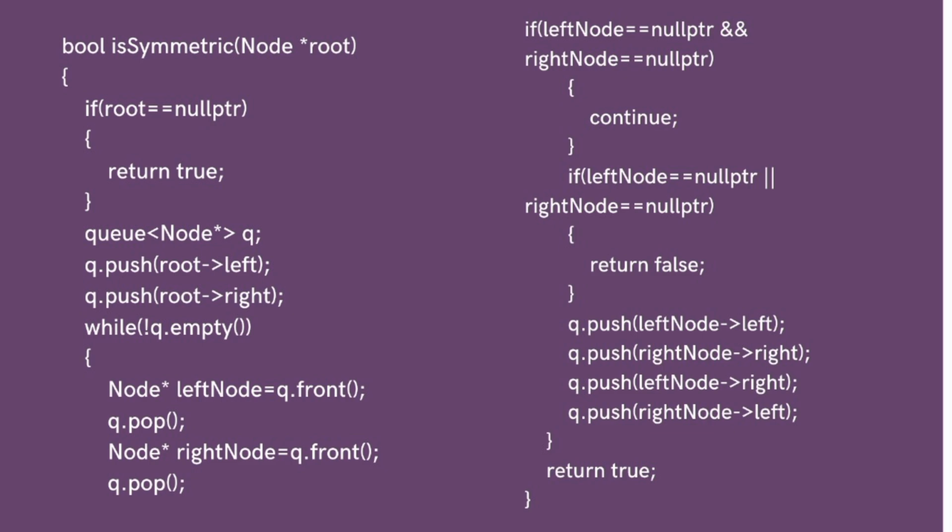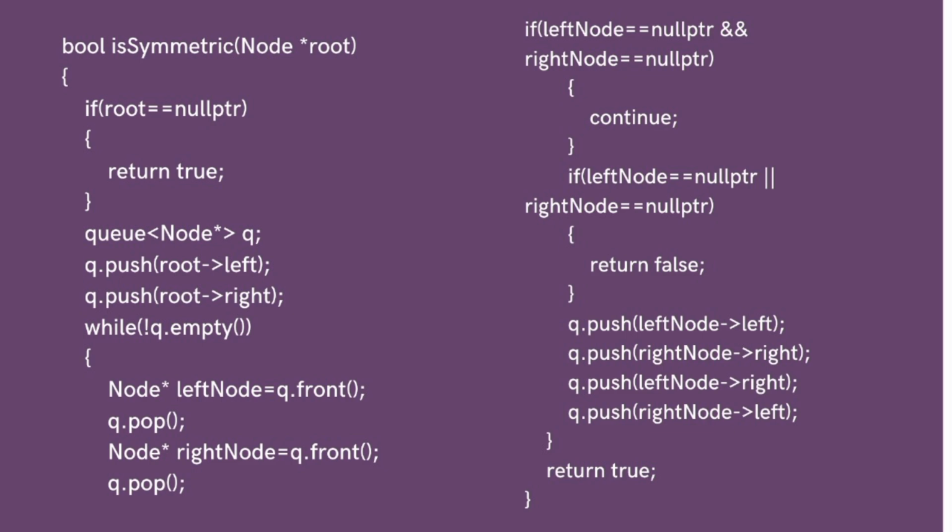Now that we have built the binary tree, let's discuss how we check if it is symmetric. The is-symmetric function is key here. Symmetry means the left and right subtrees are mirror images of each other. The function begins by checking if the root node is null. If the tree is empty or has only one node, it is automatically considered symmetric.